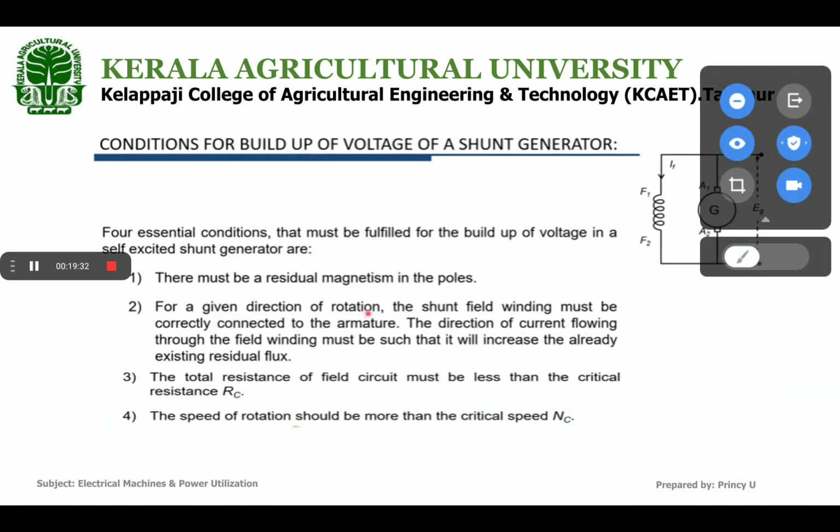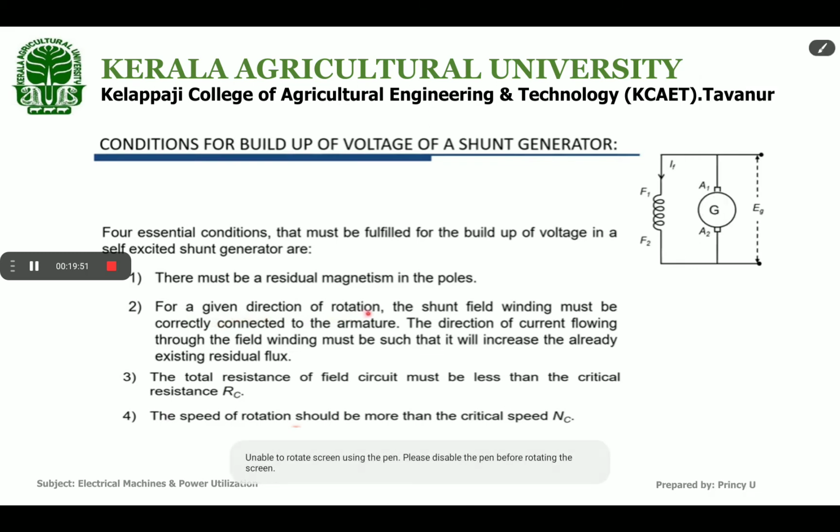Now there are some conditions for build-up of voltage of a shunt generator. There are four essential conditions that must be fulfilled for the build-up of voltage in a self-excited generator. The first one is there must be residual magnetism in the poles. So in the generator poles, there should be some residual magnetism present. If the residual magnetism is zero, it cannot build up voltage. Only if it initially retains some magnetic property can the generator build up by itself.